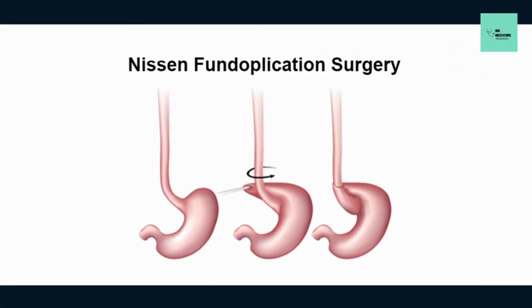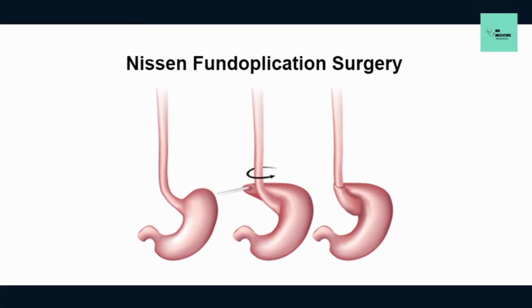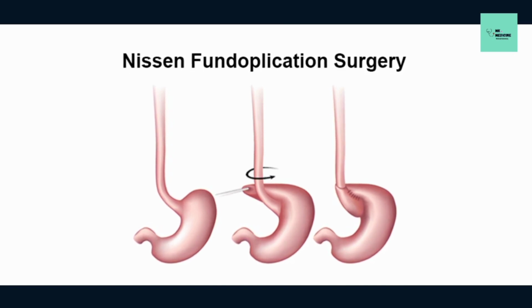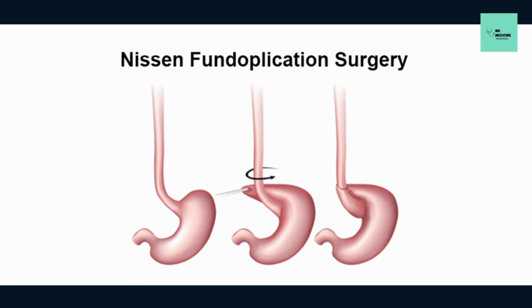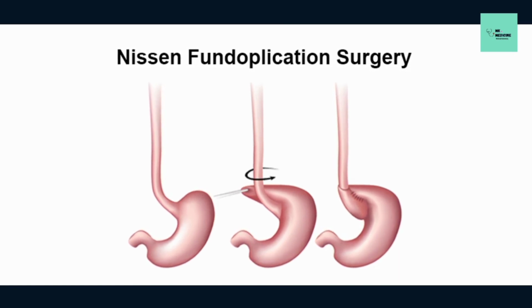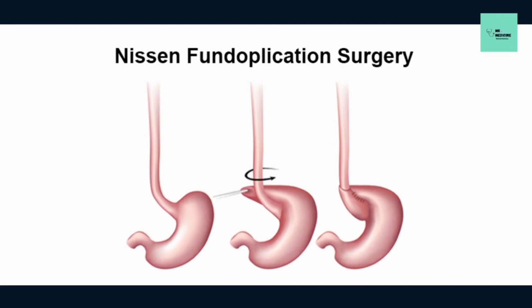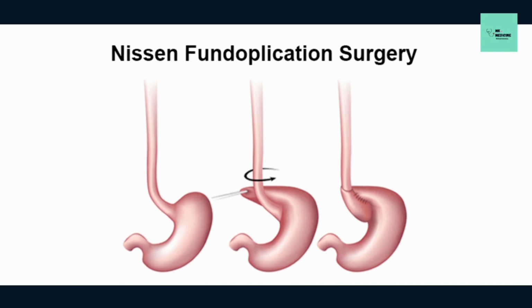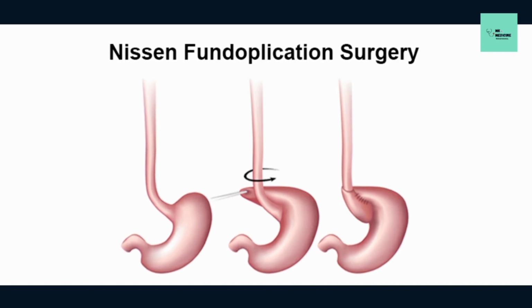Now here is a picture of Nissen fundoplication, which is one of the surgical treatments for GERD. In this surgical treatment, we wrap the stomach around the lower esophageal sphincter so the sphincter gets tight and gastric contents do not reach the lower esophagus and GERD does not occur.